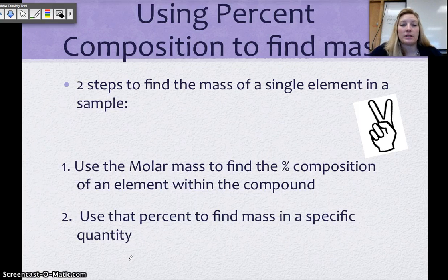Now sometimes we won't just want to find it in a compound. That really doesn't do us a whole lot of good because usually we're working with a specific amount of mass. So if we want to find the mass of an element within a sample, say I'm given 15 grams of water and I want to know how much of that is oxygen, I have 2 steps this time. I do the same thing that I just did, I have to find the percent composition within the compound, and then I can use that percent to find the mass in the specific quantity.